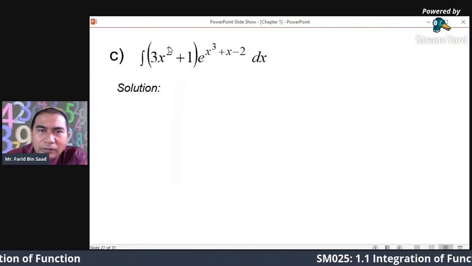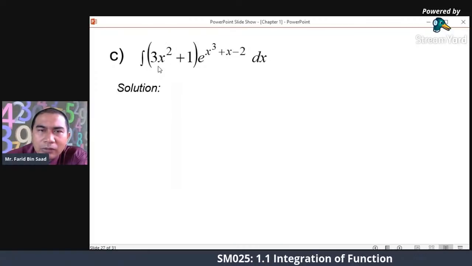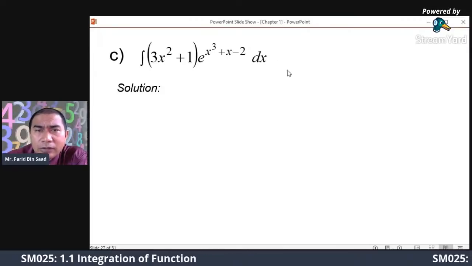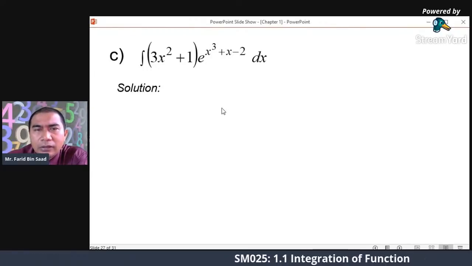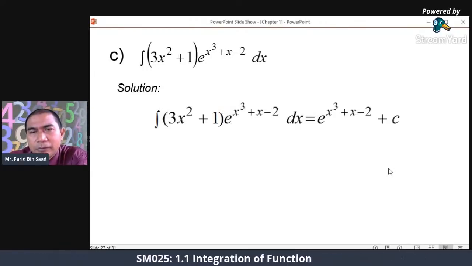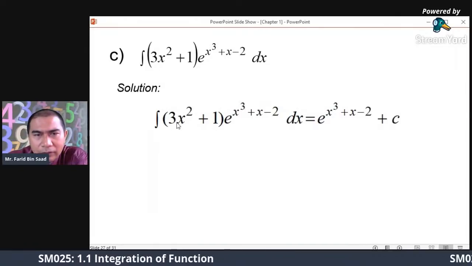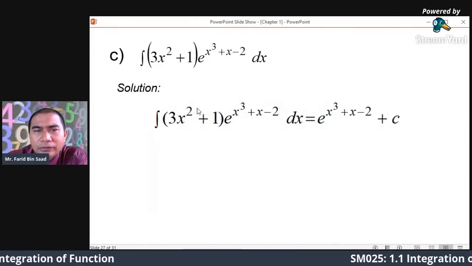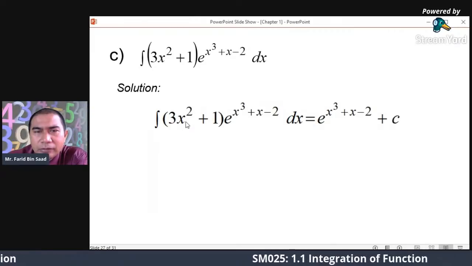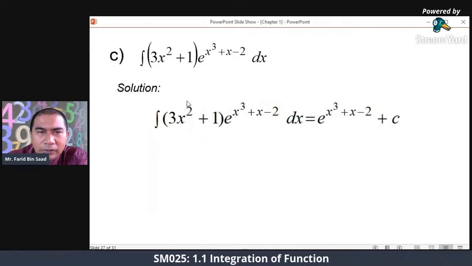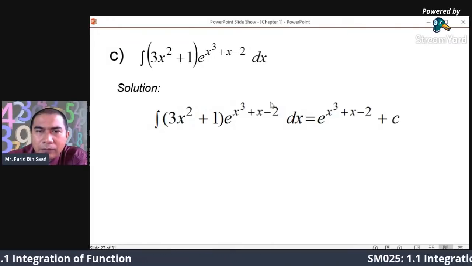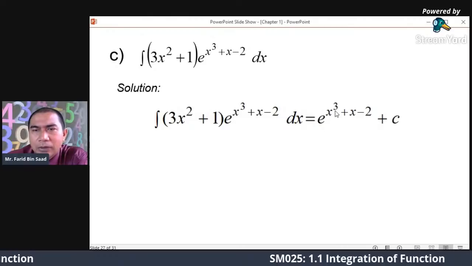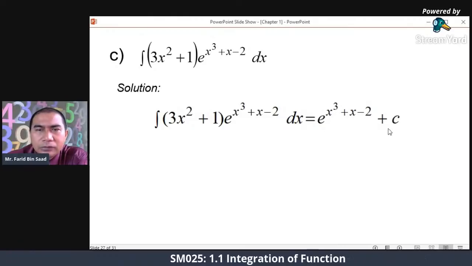So we do not need to change the form of the question, so we can get the answer directly like this one, because the expression given here is f prime x. Here is f(x), here is f prime x. So the form is actually integrate f prime x e power of f(x). So the answer is e power of x cubed plus x minus 2 plus c.